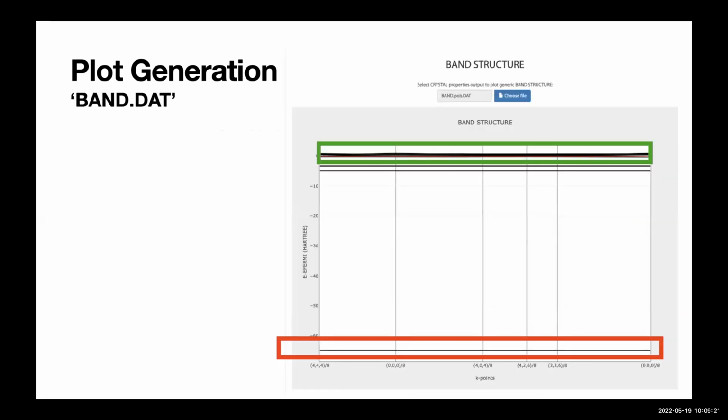Once you upload it, I'm showing a page for a silicon calculation. I uploaded the band.dat file I got from a silicon band structure calculation. The plot at this point is zoomed out because it's trying to include all the bands that are available, including this box in red, the very low-lying core band, where the energy is below -60 Hartree. So we definitely are not quite interested in that.